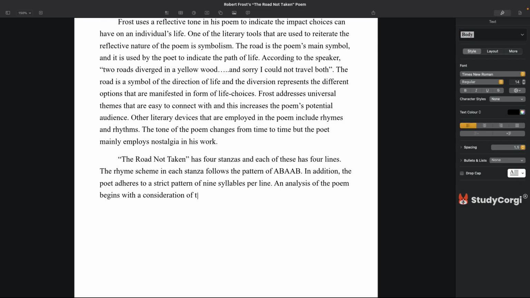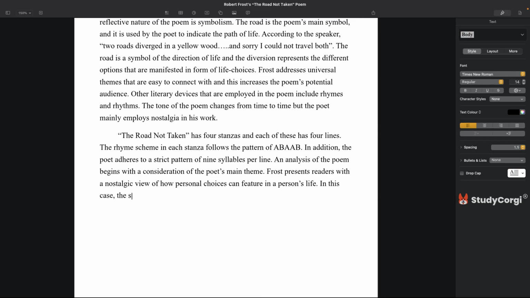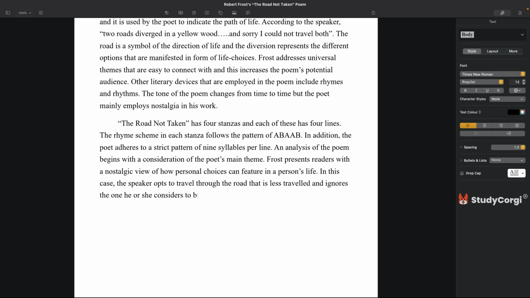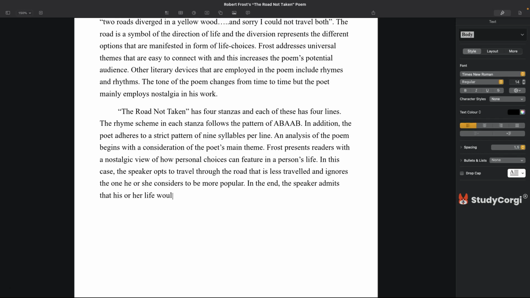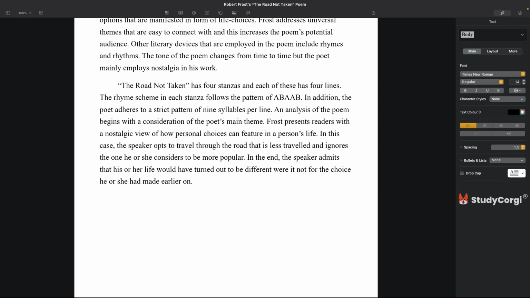An analysis of the poem begins with a consideration of the poet's main theme. Frost presents readers with a nostalgic view of how personal choices can feature in a person's life. In this case, the speaker opts to travel through the road that is less traveled and ignores the one he or she considers to be more popular. In the end, the speaker admits that his or her life would have turned out to be different were it not for the choice he or she had made earlier on.